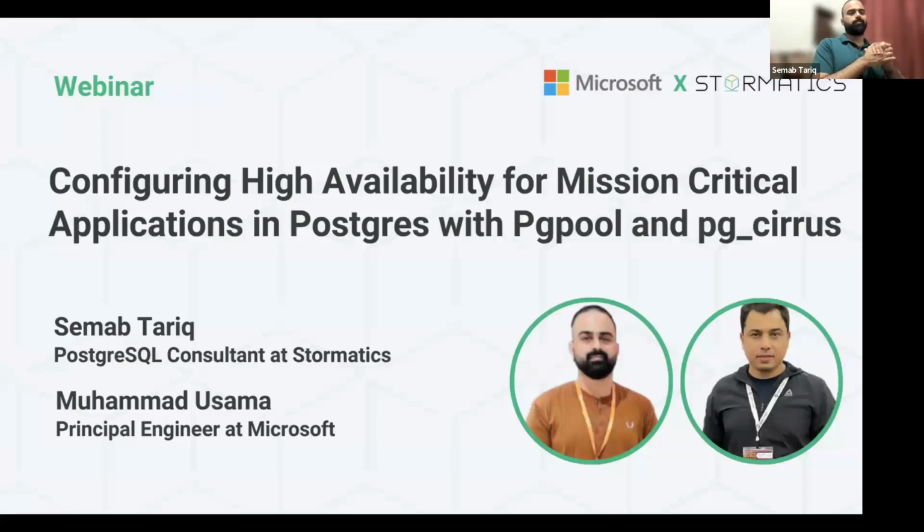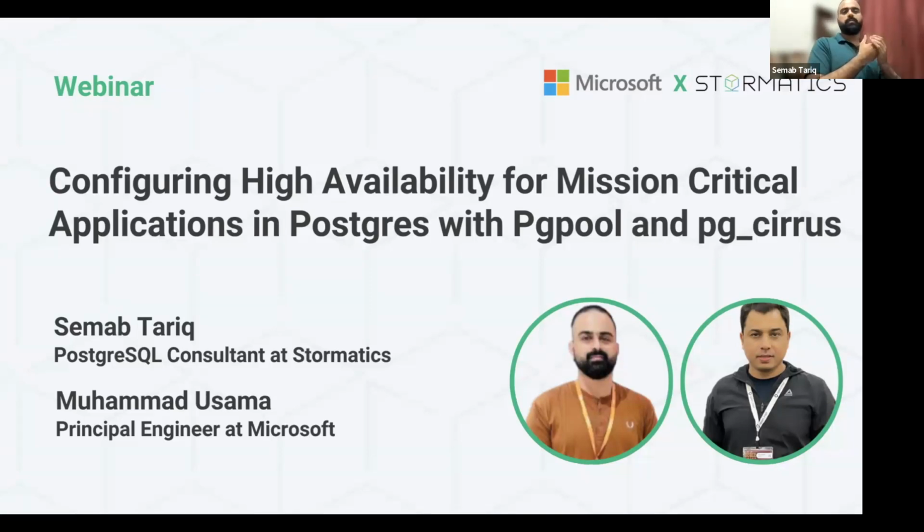All right. Thank you, Annie, for the great introduction. So today we are going to talk about two important tools that are available inside the Postgres ecosystem. One is, of course, Pgpool, which is used to deploy highly available clusters and provide a lot of different options to actually configure our cluster. It provides a load balancer, a connection pooler, and a query caching mechanism. The other tool that we are going to discuss in today's session is PGCeres.